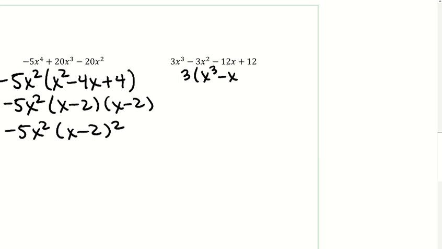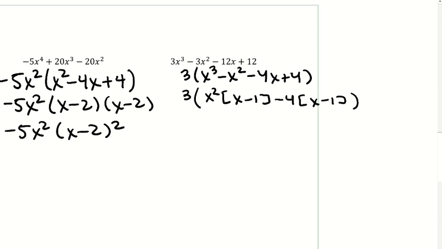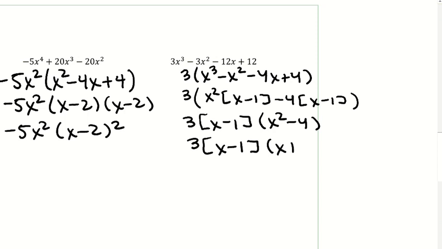So I'm left with an x to the third minus x to the 2 minus 4x plus 4. And then I can say, okay, well, I'm going to factor out an x squared. I'm left with x minus 1, and a negative 4, and I'm left with x minus 1. So I've got 3. I'm going to factor out this x minus 1. I'm left with an x squared minus 4. X squared minus 4 is factorable. That's the difference of 2 squares. And that's as far as I can go.